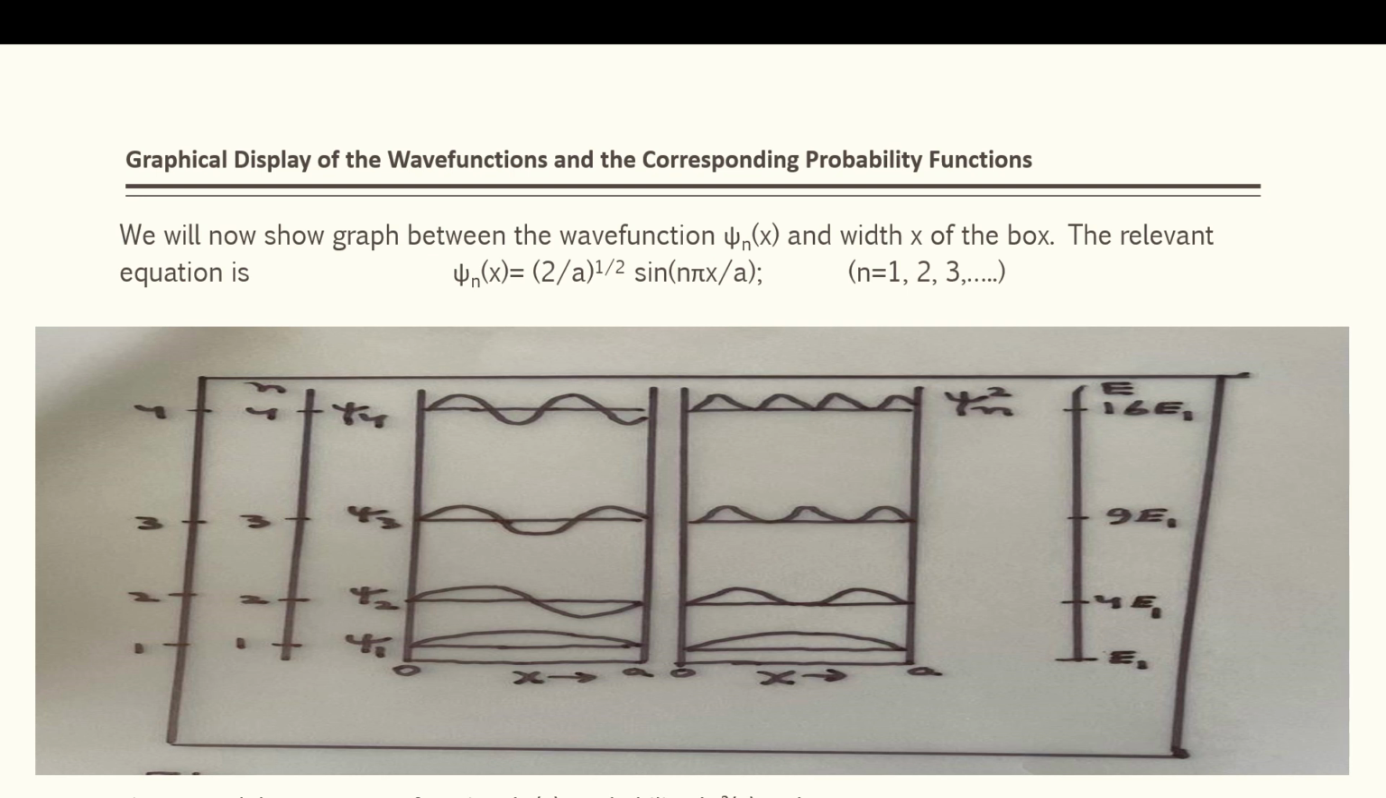Whereas in the first graph, where we have plotted wave function against x, the amplitude is both plus and minus, in the probability function it is only plus. And the energy states are quantized. They are in the ratio 1, 4, 9, 16, etc.